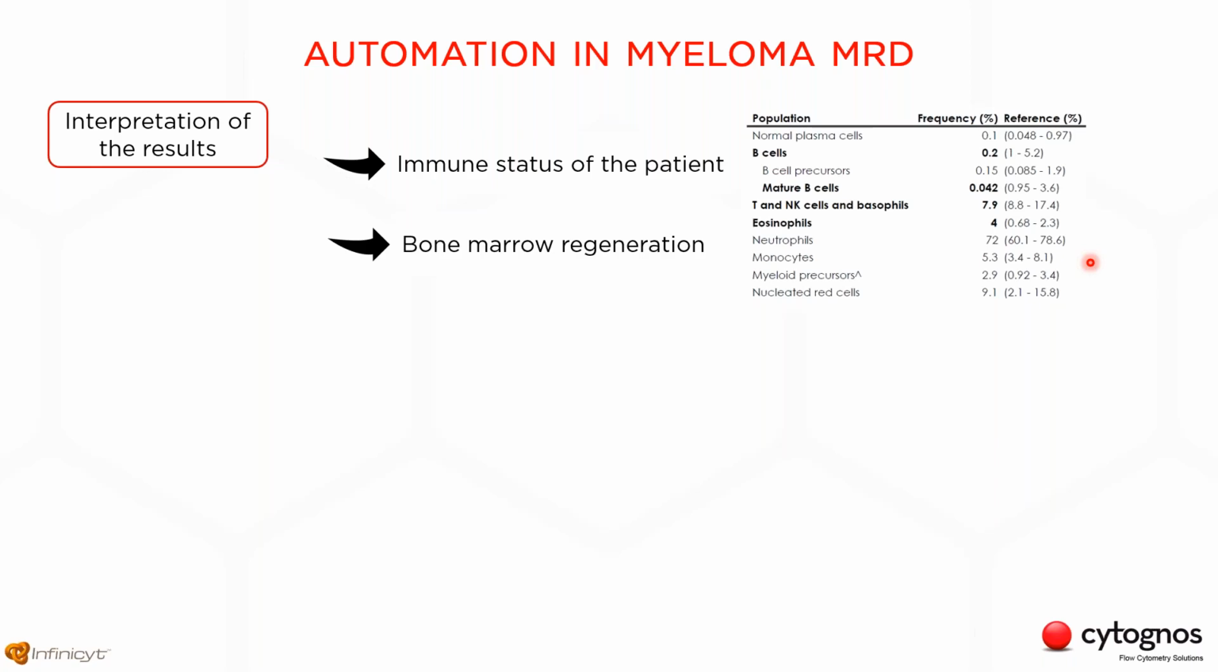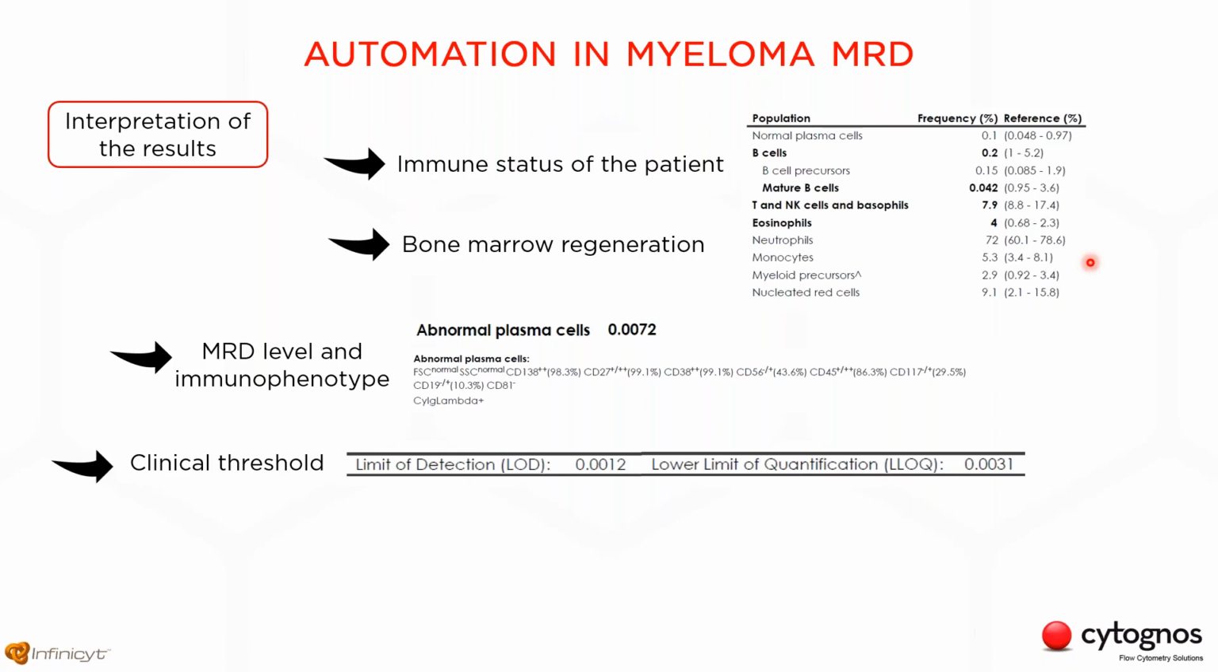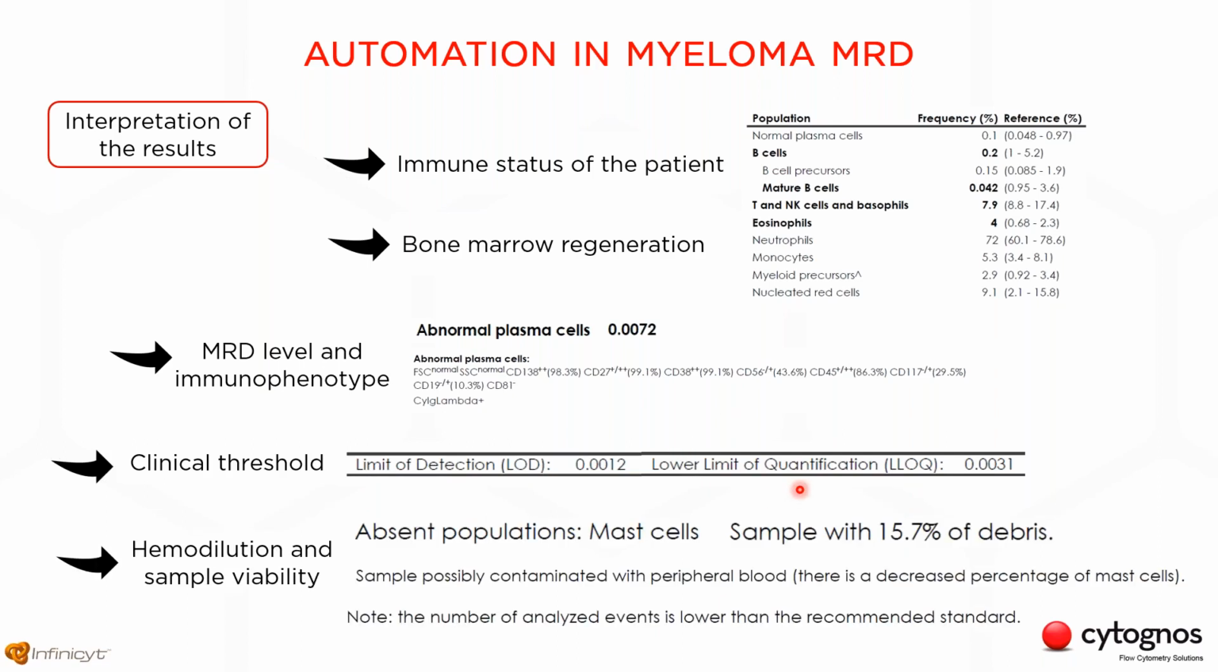Information on the bone marrow regeneration, the minimal residual disease level and the immunophenotype of the aberrant population, the clinical threshold that determines the sensitivity of the test, so we take a look at the limit of detection and lower limit of quantification, and information on sample quality issues like hemodilution, taking into account the percentage and the frequency of mast cells, and also the sample viability, taking a look at the percentage of debris.